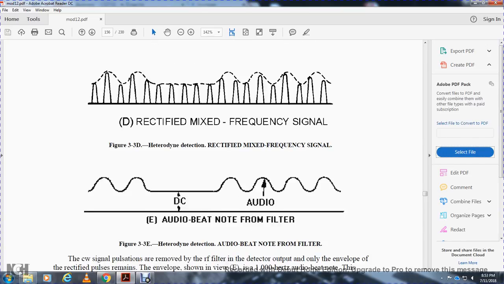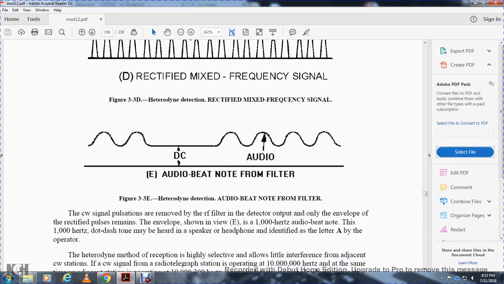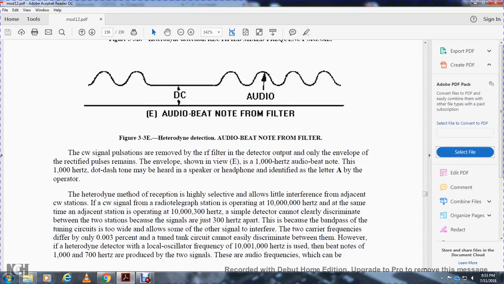The DC audio note comes from the filter. To remove the radio frequency pulsation of the continuous wave signal, the filter at the detector output leaves only the envelope of the rectified pulses. The envelope is shown in view E: a 1000 Hz audio beat note, so the 1000 Hz dot-dash may be heard with the speaker or headphones.